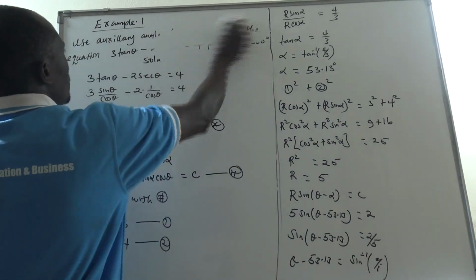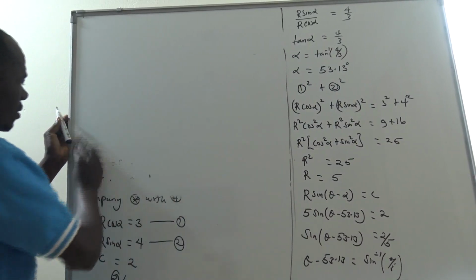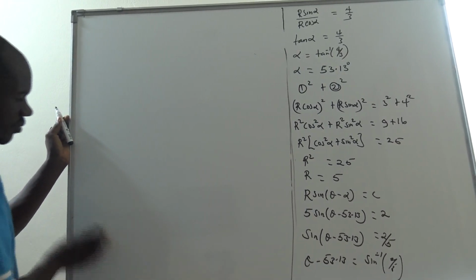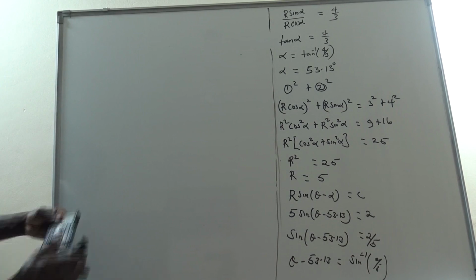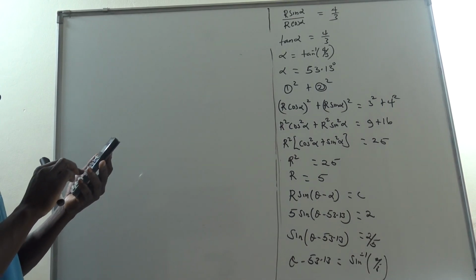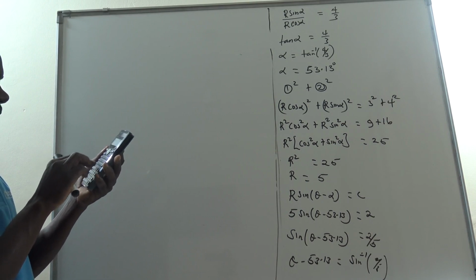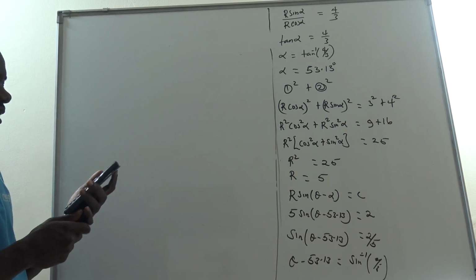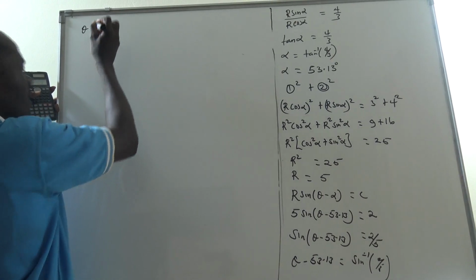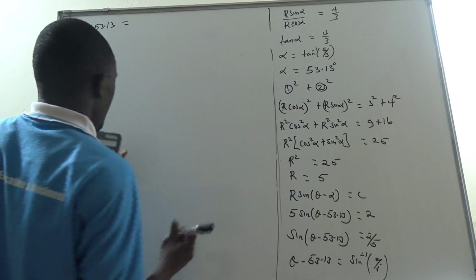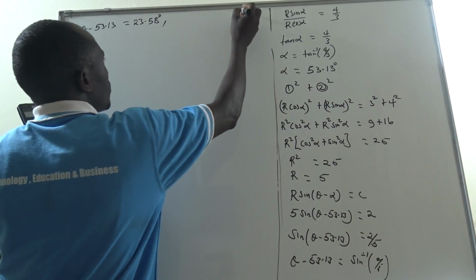Can we press on our calculator to get the sine arc of 2 out of 5, and we see what it brings. We say shift sine of 2 out of 5, and we come out with 23.58. So theta minus 53.13 equals 23.58 degrees, and we need to get the other angles.